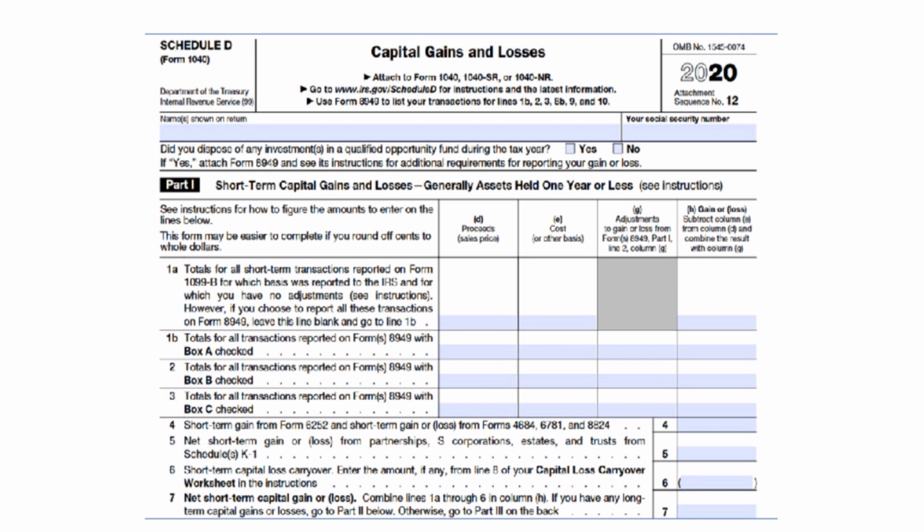On line 7, you have the net short-term capital gains or losses. This is very important. This is basically the short-term part of Schedule D. And let's now quickly talk about the long-term part.